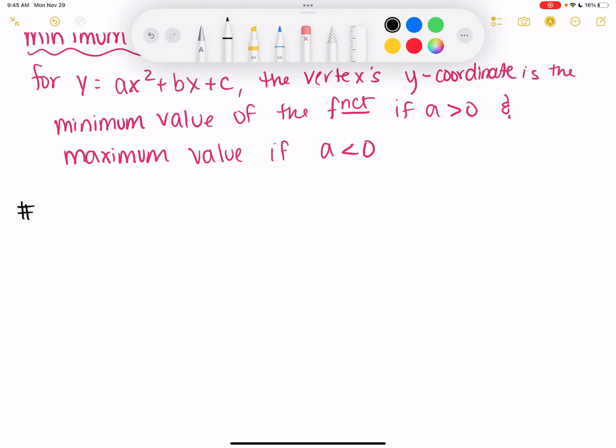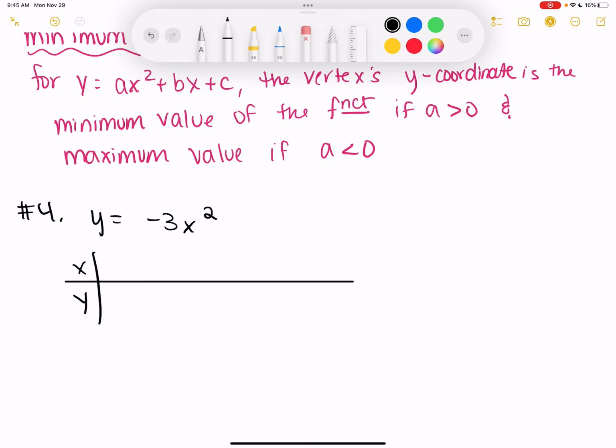Example starting with number 4. These say to copy and complete the table of values for the function. So you're given the function y is equal to negative 3x squared, and then it gives you a table of x values and it wants you to find the missing y values. Okay, so you're given negative 2, negative 1, 0, 1, and 2.